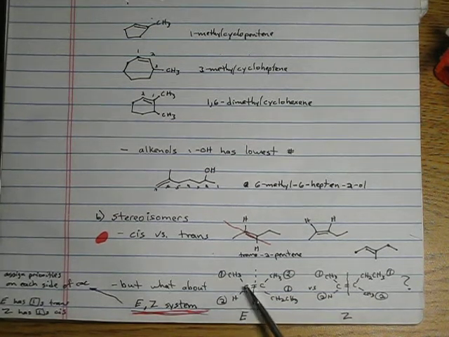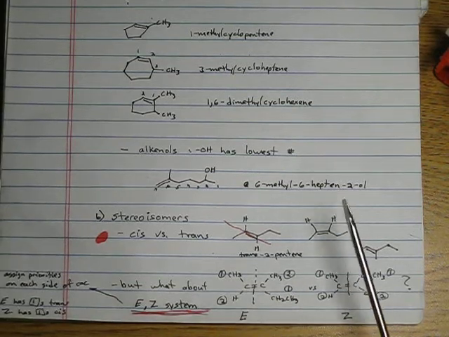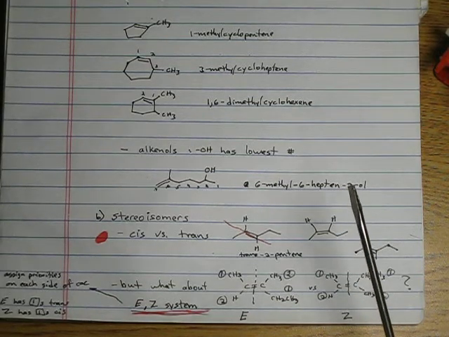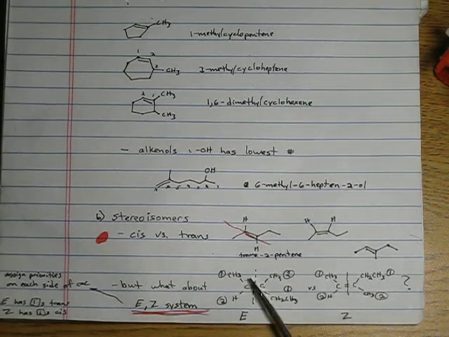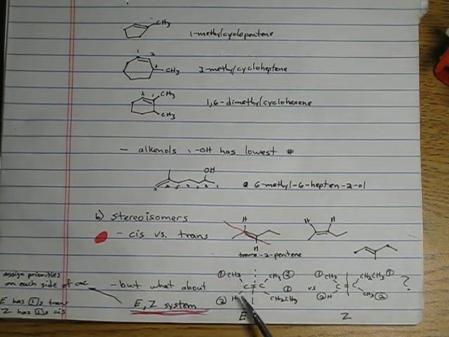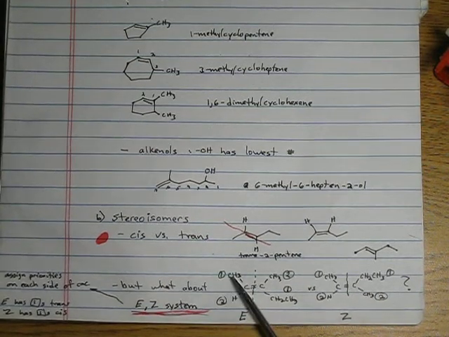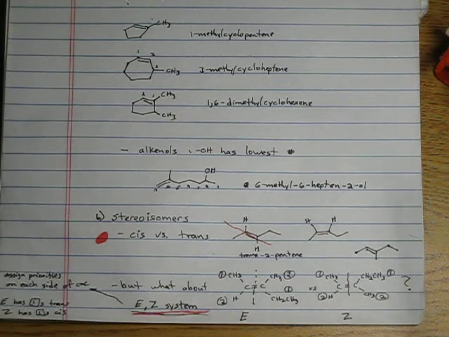What's coming off of it? Well, a methyl's coming off it and a hydrogen. What is higher priority using Kahn-Ingold-Prelog rules? Well, carbon is higher priority than hydrogen. So this is priority 1 and this is priority 2.